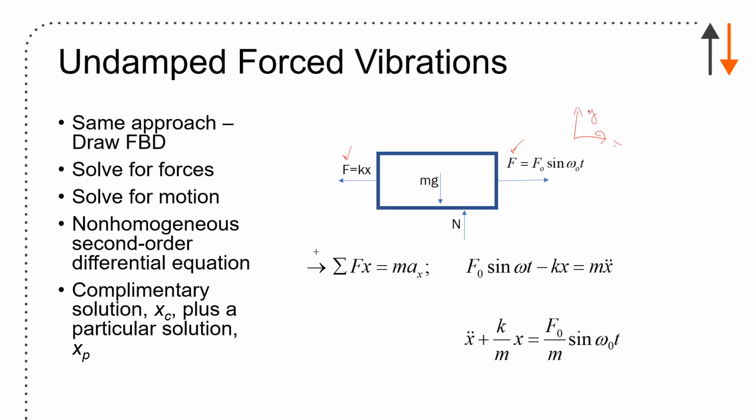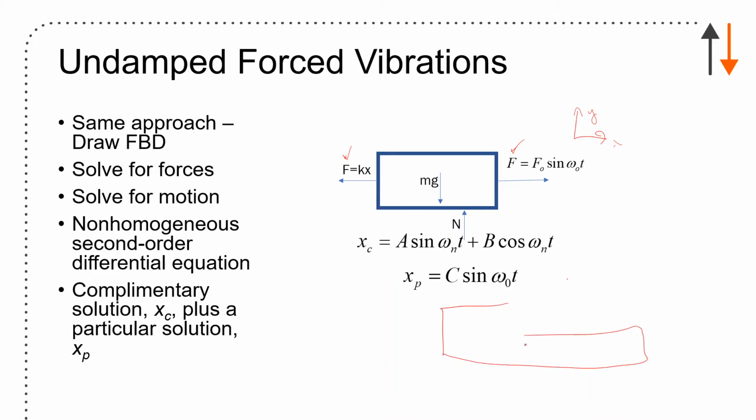And when you draw on the axes, you see that this term is positive, this term is negative, and mx double dot, and you end up with an expression of this form right here. For x, you'll have a complementary and particular solution, one which will depend on the natural frequency and one which will depend on the forcing frequency.